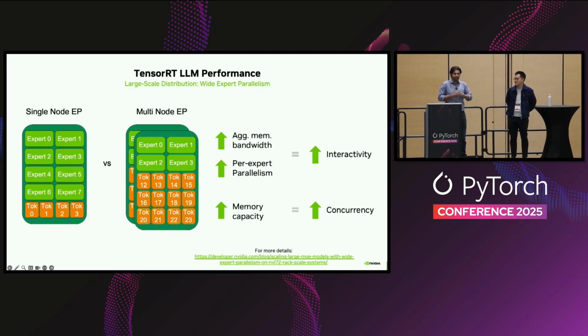So instead, you can choose to distribute your experts out across multiple nodes. The greater aggregate memory bandwidth in this scenario allows faster loading of experts from memory, and the greater number of GPUs allows for per-expert parallelism opportunities, which both improve your end-user interactivity. And then the increased free memory capacity per node enables your system to serve more concurrent users, in some cases scaling more than instance scaling would otherwise allow.